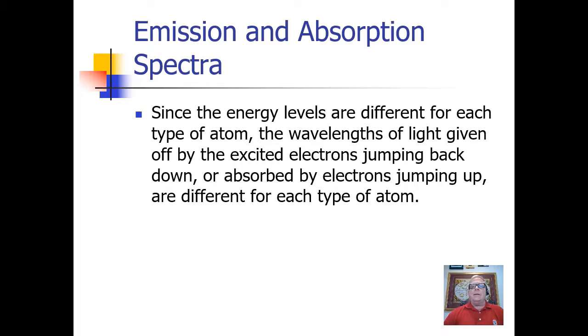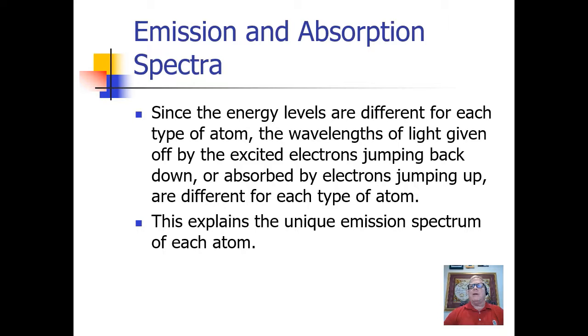Now, these energy levels are different for every different type of atom. Therefore, the wavelengths of light that are given off or absorbed by different atoms will be different. So this is going to explain that unique emission spectrum, that fingerprint that different atoms are going to have.